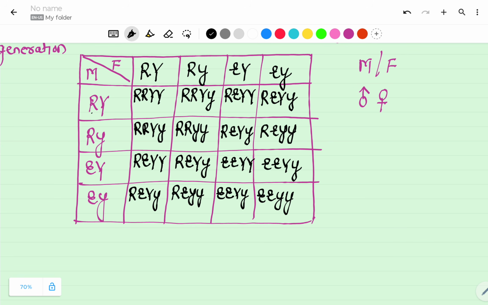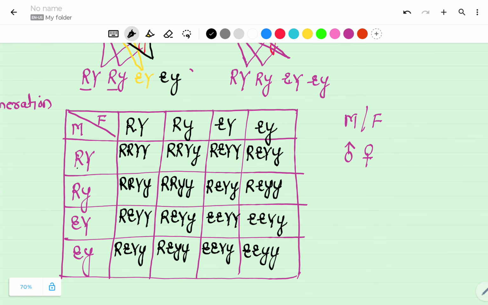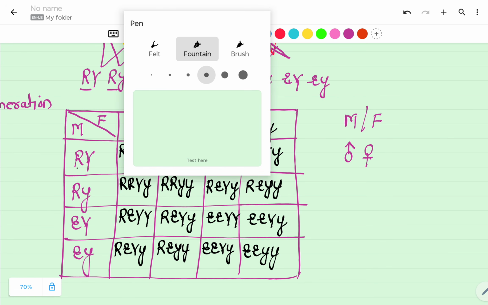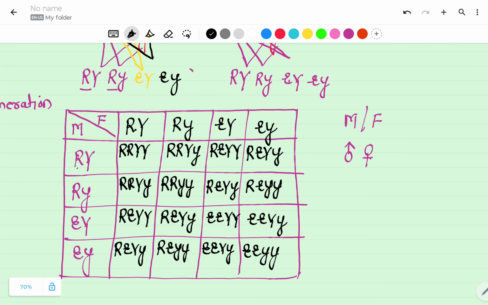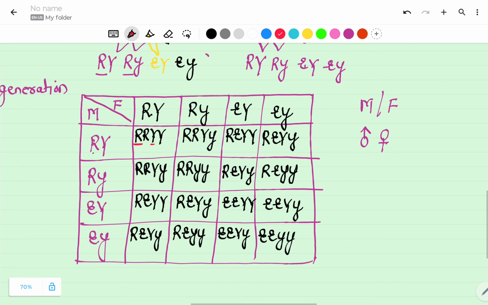Okay, now we give the name of this character. Okay, we give the naming of this character. So first, these both letters are capital. So this capital letter, or the dominant character, what do we write? Round yellow. Okay, here round yellow, so we write here round yellow.